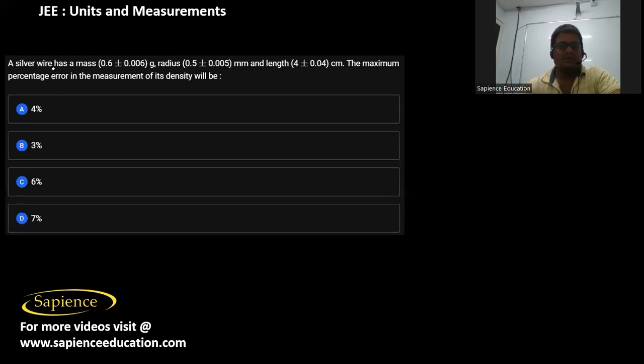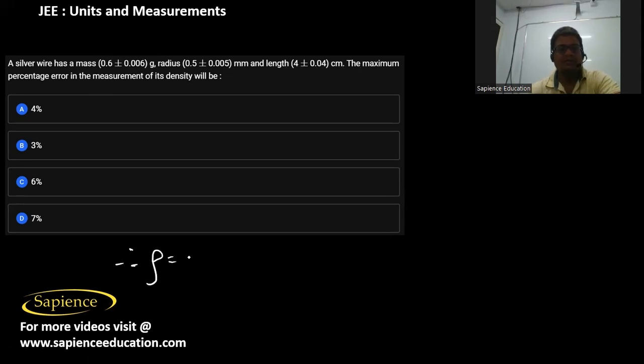Here it is told a silver wire has a mass 0.6 plus or minus 0.006 gram, a radius of 0.5 plus or minus 0.005 millimeter, and length 4 plus or minus 0.004 centimeter. The maximum percentage error in the measurement of its density will be.